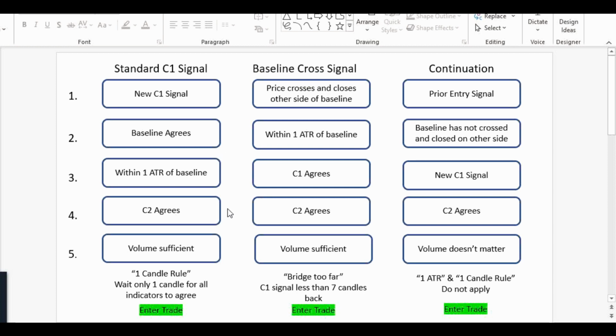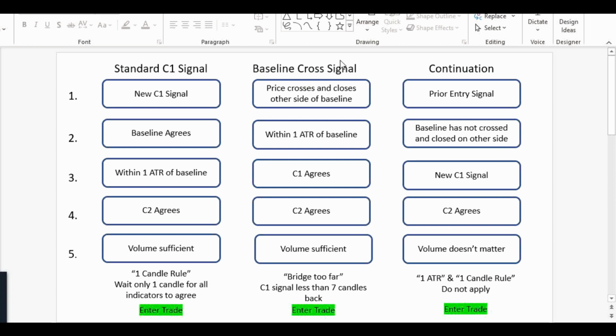Now, for this type of signal entry, we utilize the 1 candle rule, which means that if you get a signal and all of these things don't line up, you have 1 candle to wait and then see if they fall into agreement at that point. In other words, you look at this first candle, and maybe you don't have enough volume, or maybe your C2 doesn't agree. So you can wait 1 candle to see if everything falls in line. And if it does, you can take the trade on that second candle. But that's the 1 candle rule.